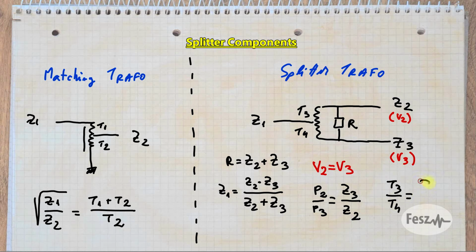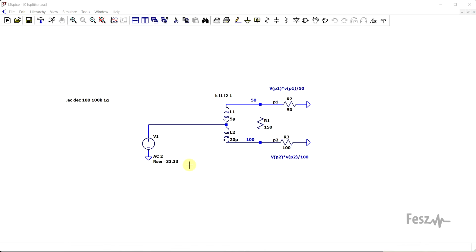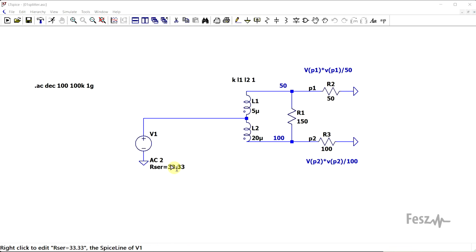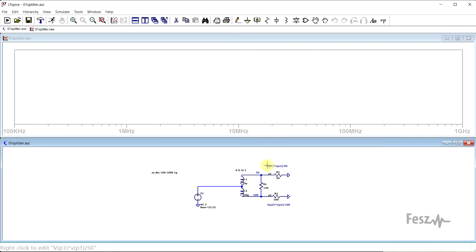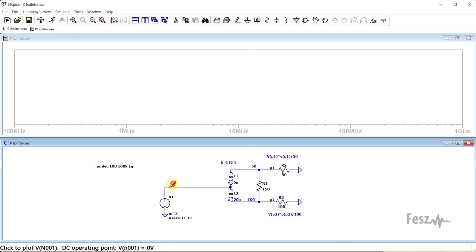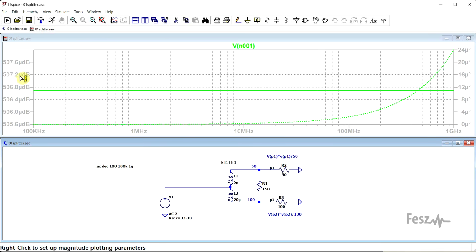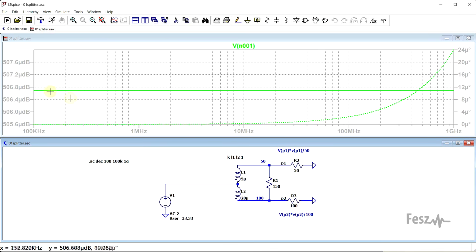Finally, regarding the turns ratio, this needs to be equal to the impedance ratio, no square roots involved. We can quickly check this by building a setup with two different loads, one 50 and one 100. Therefore, the source needs to be 33 ohms, which is the value of the two loads in parallel. Now, if we run this circuit, we can see that the amplitude of the signal source is around 0 decibels, which is half of the value of 2, so the source is matched to the load.